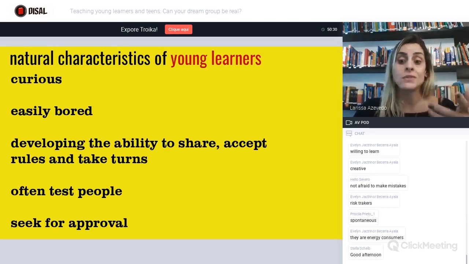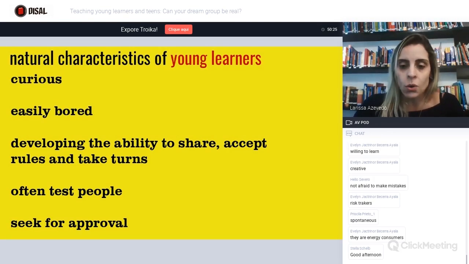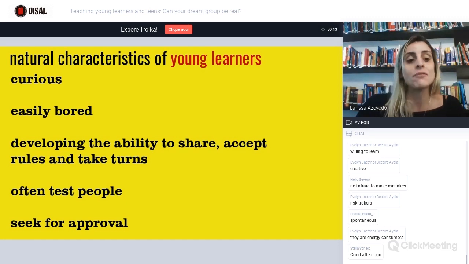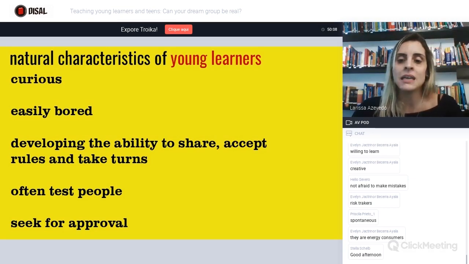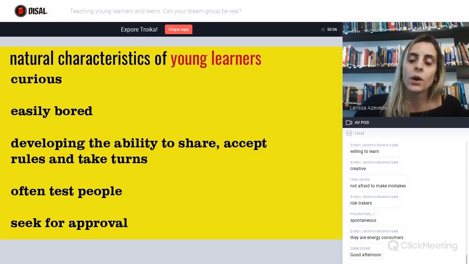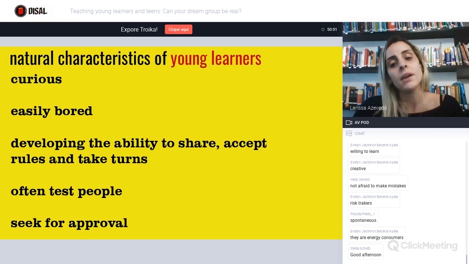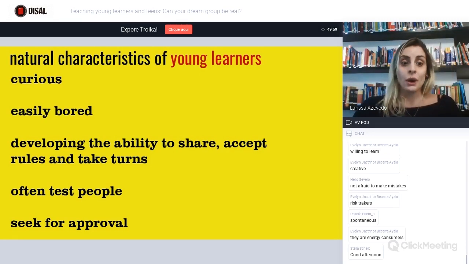They're actually asking for answers. So when they test, they're not testing our patience, or they're not testing our limits. They are actually testing their limits, so they can shape their own behavior, their own actions. And this is when they start seeking approval, which is our next item. They seek approval because they are beginning to understand what is right and what is wrong. What is acceptable behavior, what is not acceptable. What makes people happy and what doesn't. So how do they know if they are doing something nice if we don't tell them?